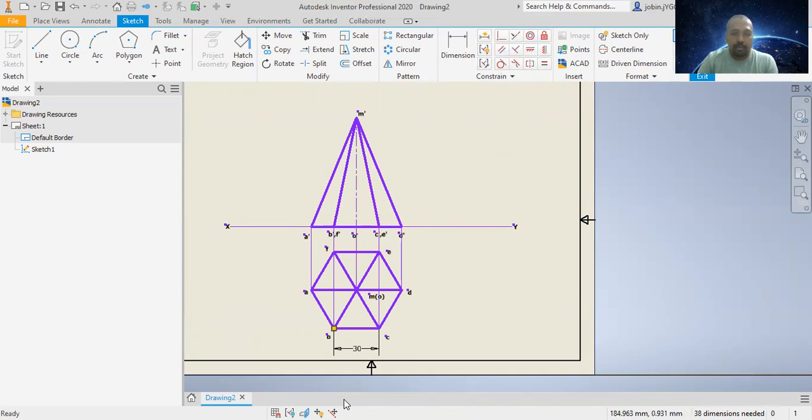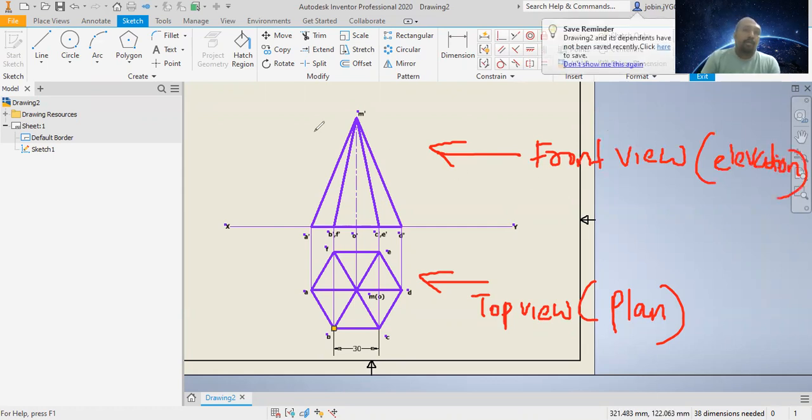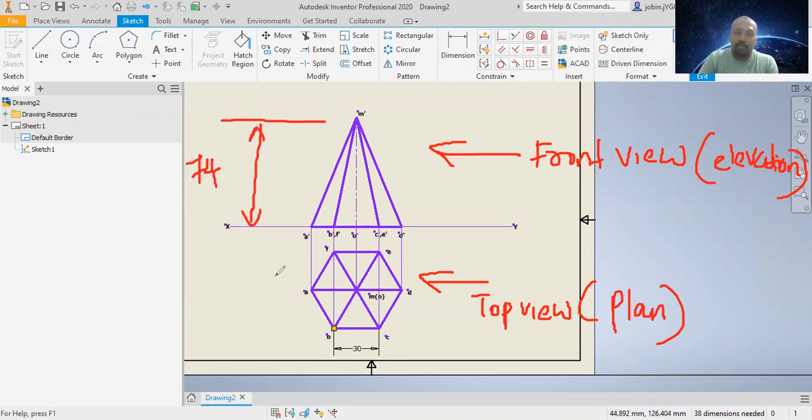So we have completed the 2 views. What are the 2 views? This is the top view, or it is known as plan, and this is the front view, or it is known as elevation. What is the height? The height will be 74 millimeter. And what is the side of this hexagon? That is 30 millimeter.